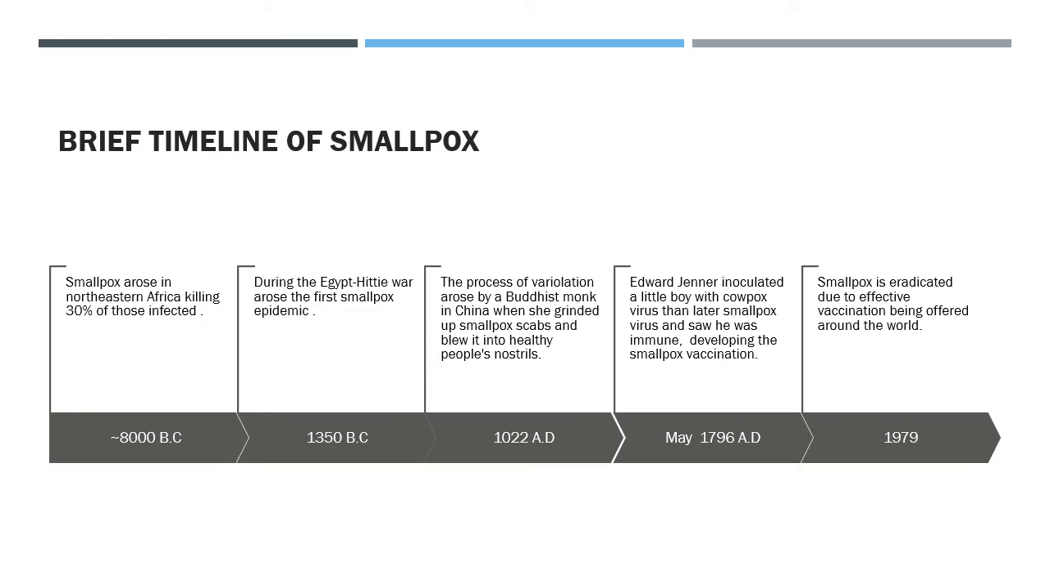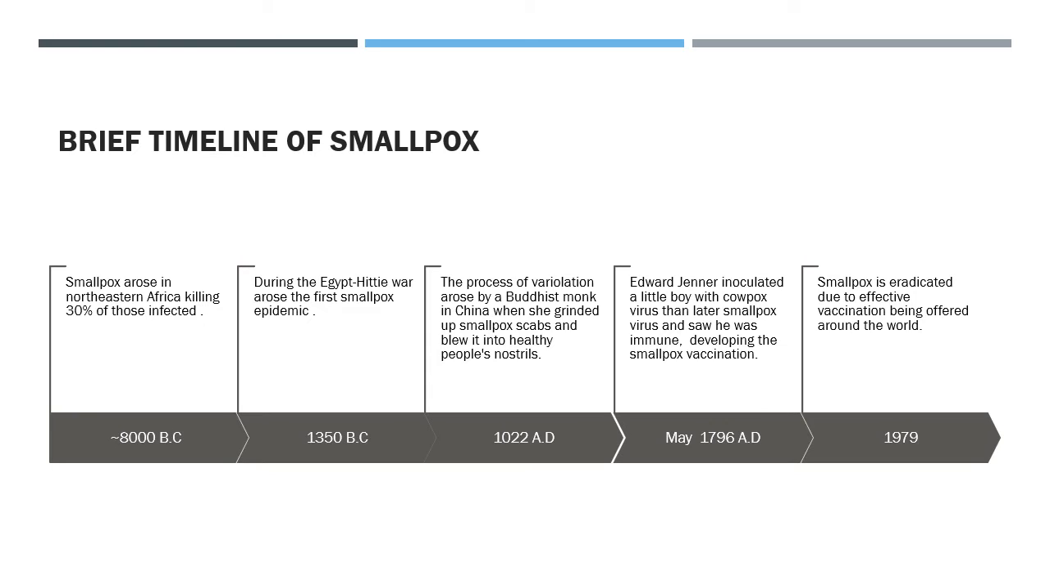So we see that around 3,000 years ago, around 8,000 BC, smallpox was said to have arisen in Africa. Then during the Egyptian-Hittite War in 1350 BC is when we were introduced to the first smallpox epidemic. Then in 1022 AD, that's where we are introduced to the process of variolation by a Buddhist monk when she decided to grind up the scabs of a smallpox victim and blow it into the healthy person's nostrils. This was seen as a form of protection and possible vaccination of smallpox.